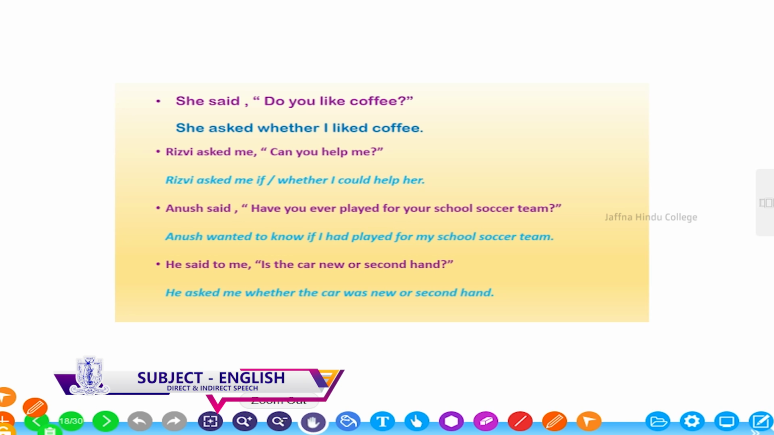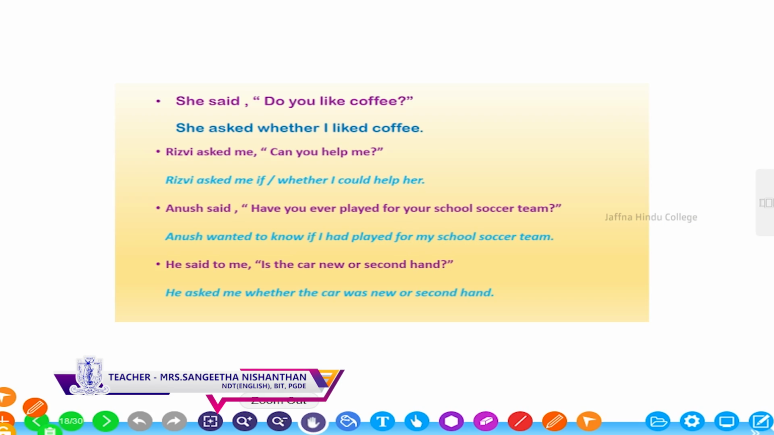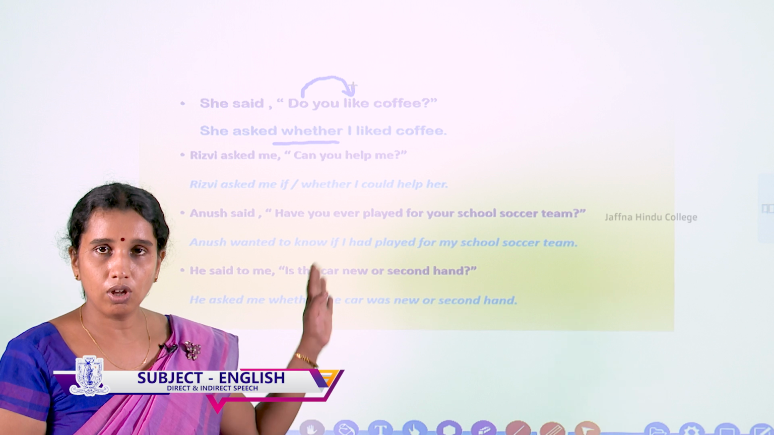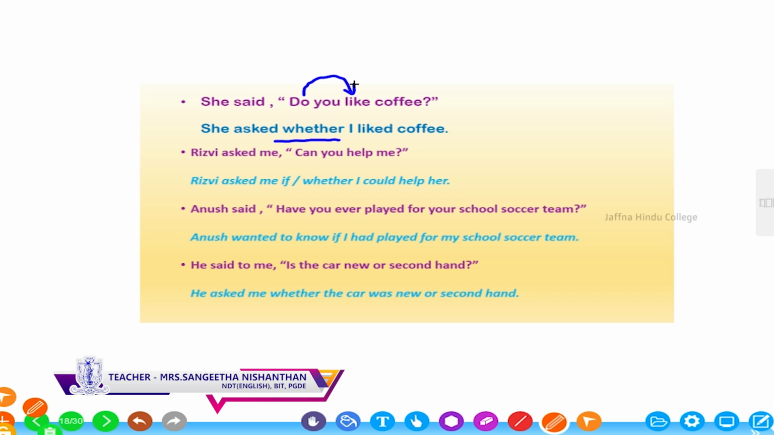She said, do you like coffee? This is a question, so the reporting verb should be asked. She asked. It's a yes or no question, so we should use whether in that place. The do has been brought to its earlier place with like. The subject is now I. So whether I, the past of like is liked coffee. Remove the question mark and put a full stop there.